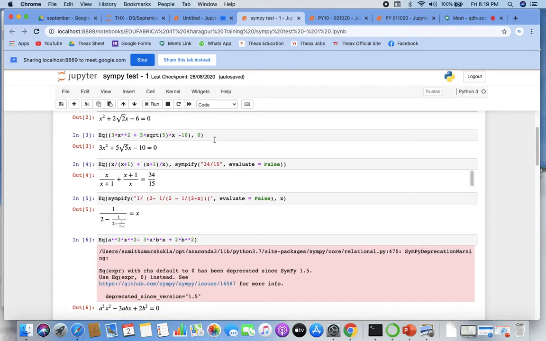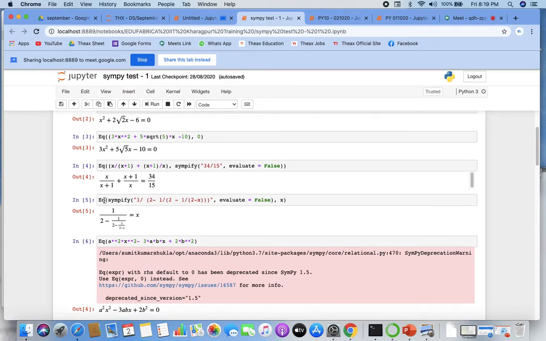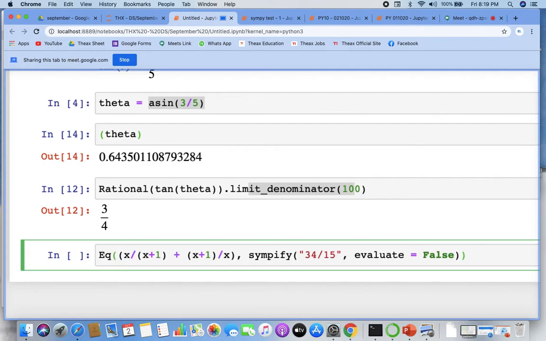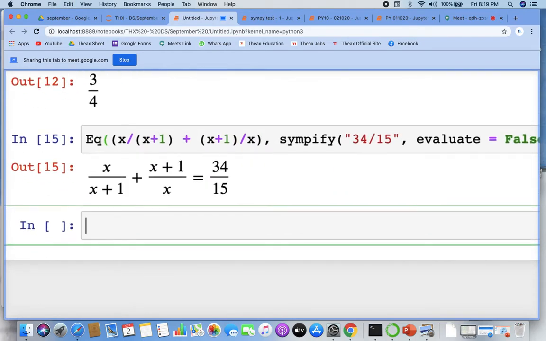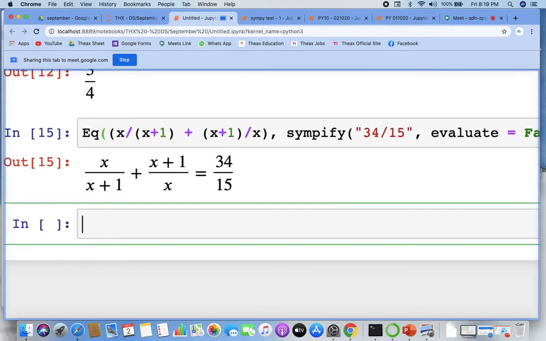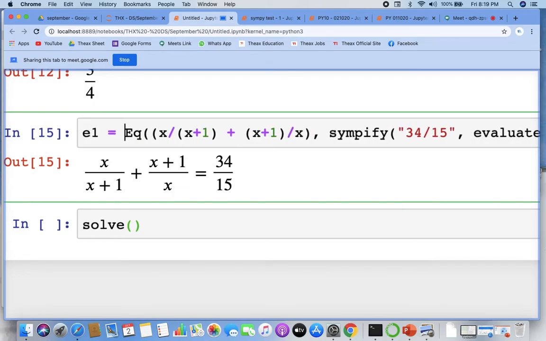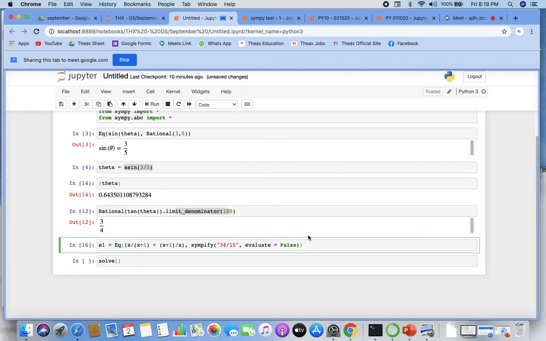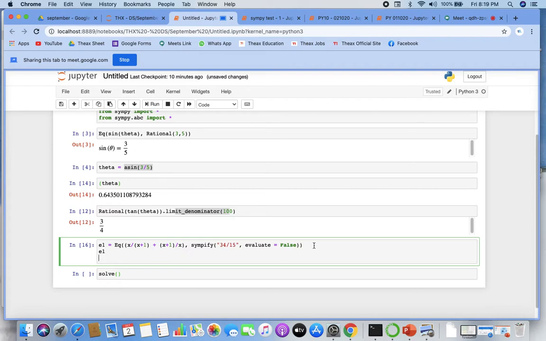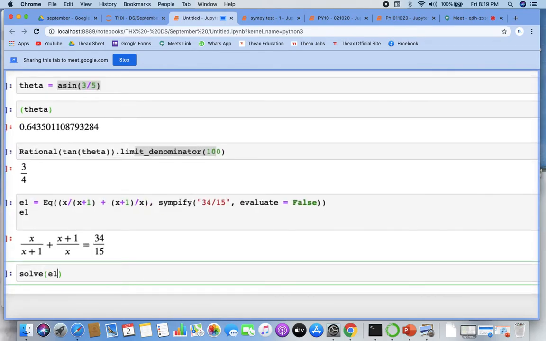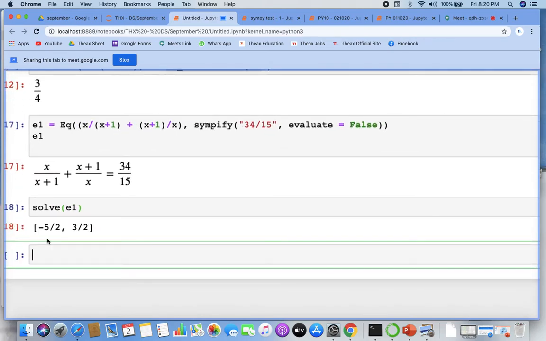Okay, fine. Let's take one question. What will be the value of this equation? X. -5/2. So that's not very much compulsory to understand.